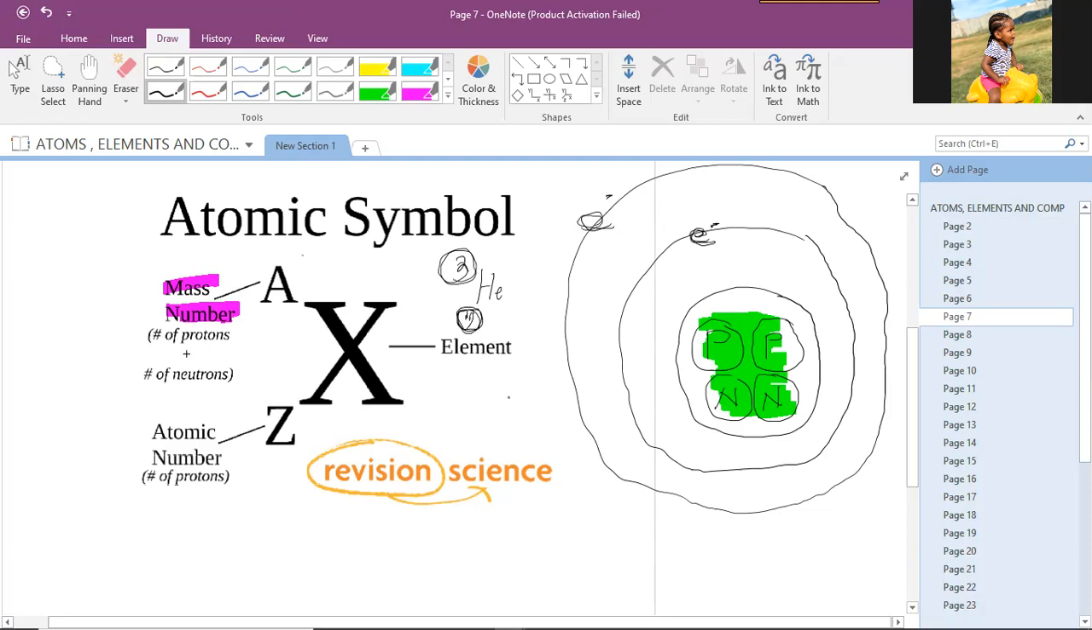So if I were to draw helium like this, it would be 1 proton, 1 neutron in the nucleus with 1 electron. So this 2 here, it's the mass number, 2 protons. And this one here represents the number of protons. So here helium only has 1 proton. No wonder there's this 1 here.